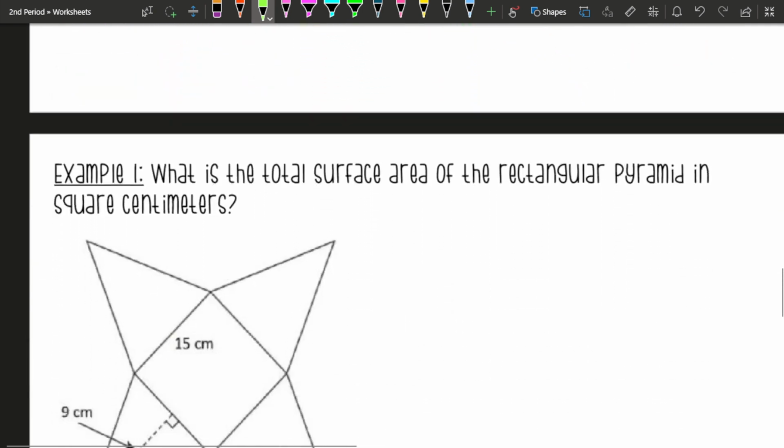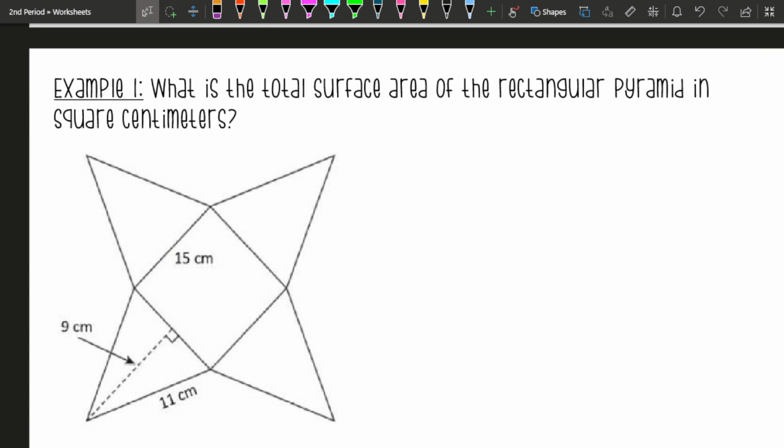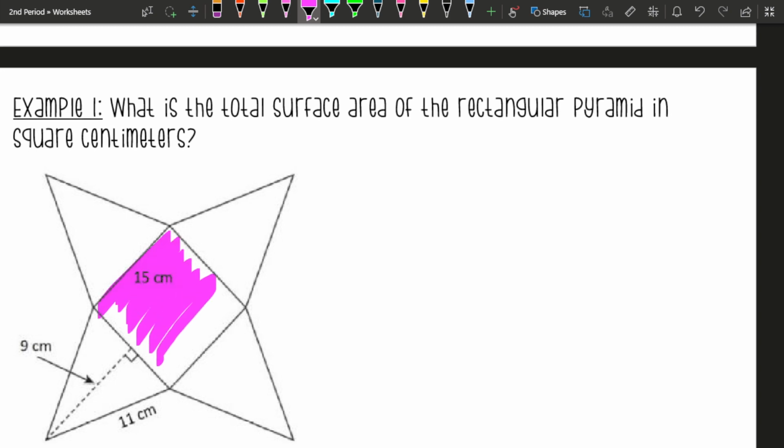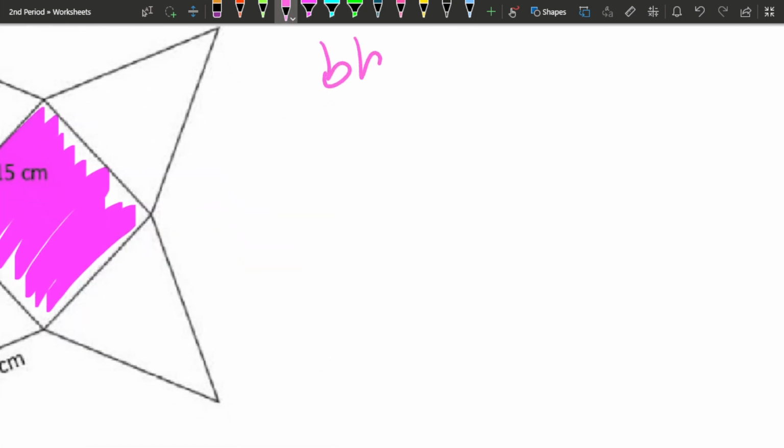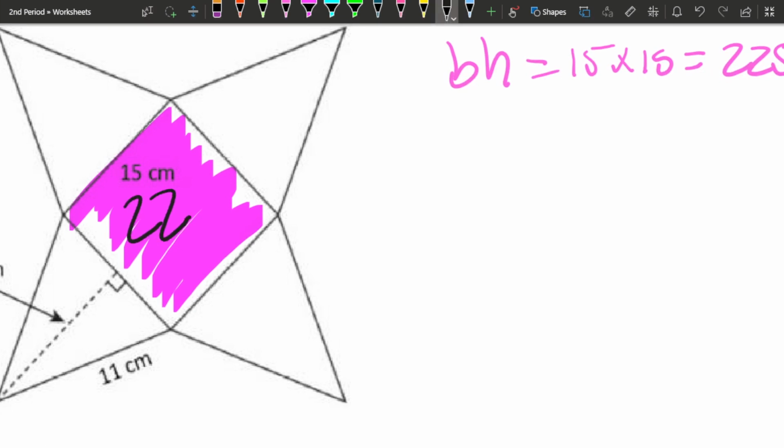All right, so now this right here is a square pyramid. How many bases do I have? Right here, this is my base. If the base is a square, all the triangles have to be exactly the same. So do we need to find the area for each one of the triangles? No, just find one and multiply by 4. For the square, we're going to use the formula base times height, which is 15 by 15, which is 225. Easy.